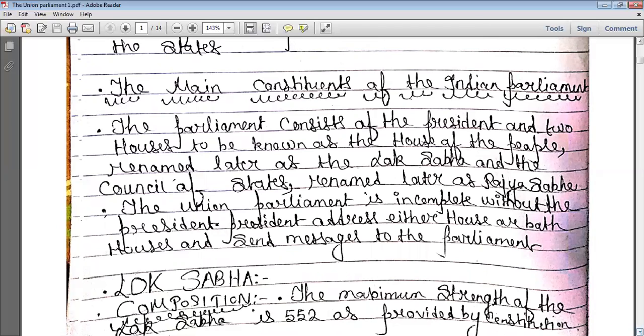Okay. The Union Parliament is incomplete without the President. The President addresses either house or both houses and sends messages to the Parliament. That means the Parliament is incomplete without the President. The President is the head of the Parliament. Without the President, Parliament cannot carry out its activities.